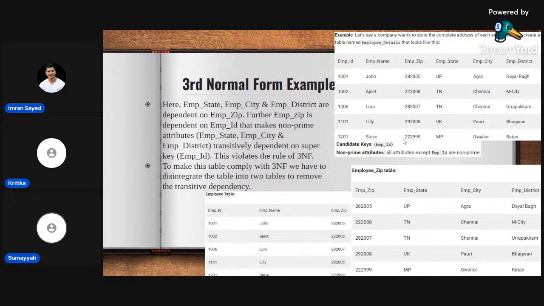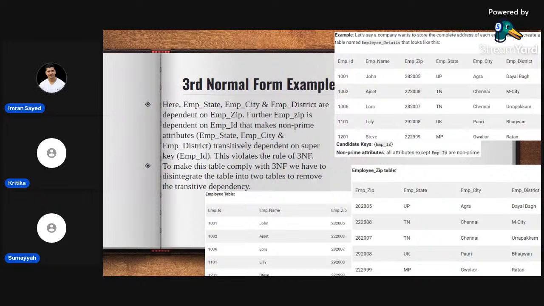So this is another employee database. Here, emp state, emp city, and emp district are dependent on emp zip. Further, emp zip is dependent on emp ID. That makes the non-prime attributes emp state, emp city, and emp district transitively dependent on the superkey emp ID. This violates the rule of 3NF. All these are not directly dependent on the employee ID. They're dependent on employee zip, and employee zip is dependent on employee ID. So it's a transitive dependency.